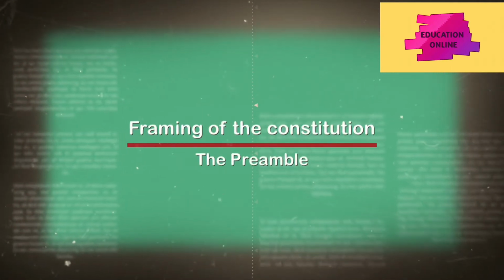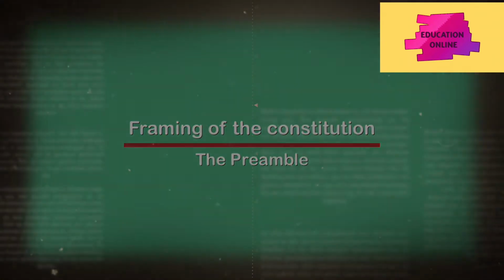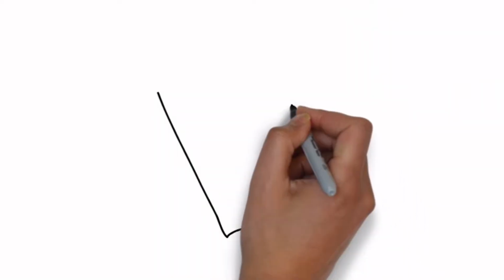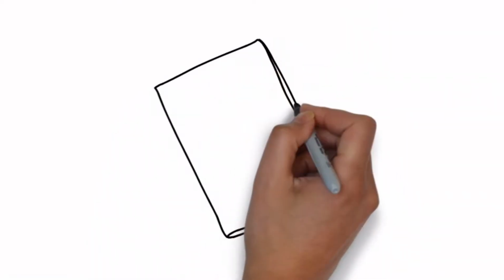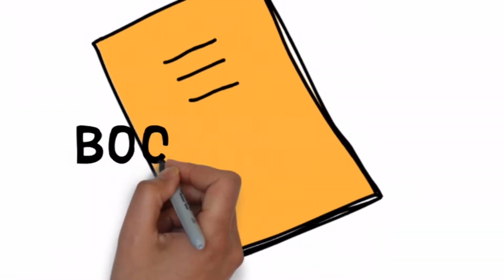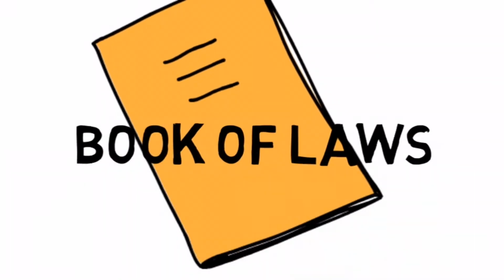In this video, we are going to learn about the framing of the Constitution and the Preamble. A constitution is a book of laws or a rule book which clearly states the rules and regulations of that country, its nature and ideologies.